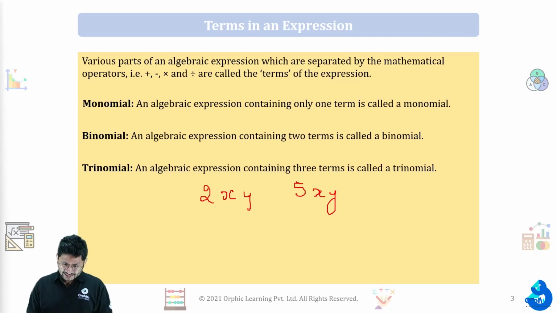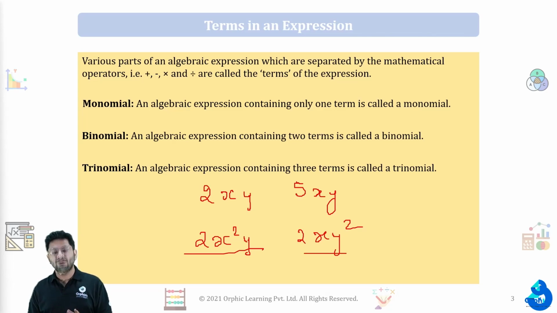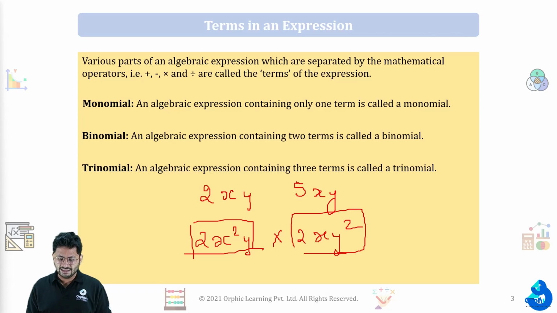Now, let's take another example, that is 2x square y and 2xy square. In this, the first condition is fulfilled, that the variables are same. But the second condition is not fulfilled, because in the first one x का power में 2 है, and in the second one x की power में 1 है. So the power on the variable is not same. So I would say that the second set is not like terms का set, these are unlike terms.